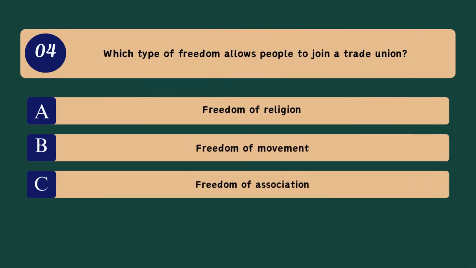Question 4. Which type of freedom allows people to join a trade union? A. Freedom of religion, B. Freedom of movement, C. Freedom of association.